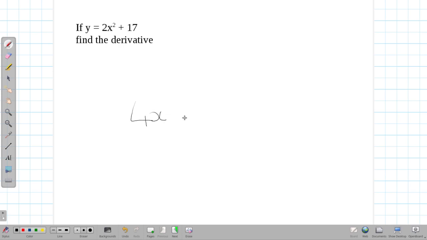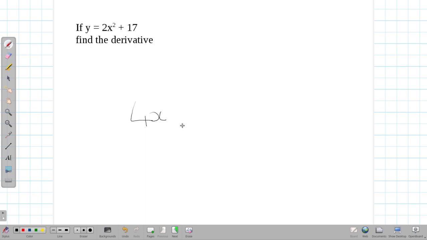and then the 17, because it's a constant, that means anything that hasn't got an x is a constant. Remember what I said, it doesn't have to be a number. It could be a symbol like pi, a constant like pi. It could be any letter that's not an x, h, t, p, anything. Okay, that disappears. It's a constant, so you end up with a 0.